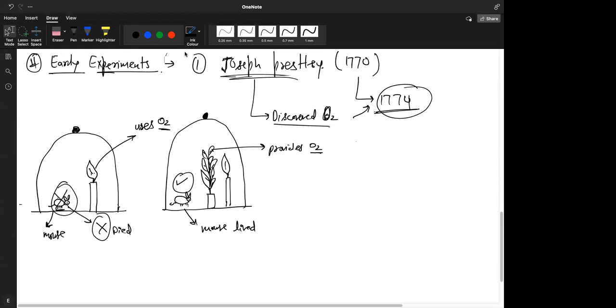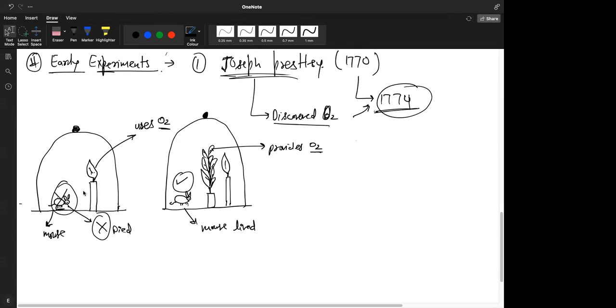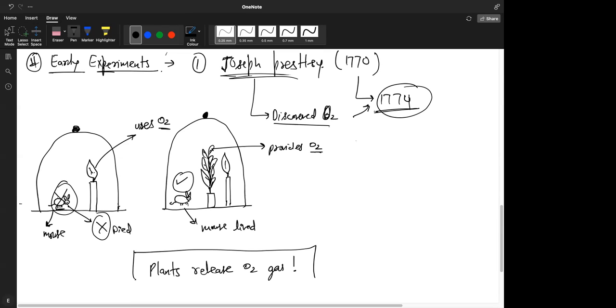You can just read NCERT. You will get to know about this experiment about Joseph. So Joseph Priestley for the first time proved that plants release oxygen. So what is the take home message? Plants release oxygen gas. But as I told you in science, whenever one question is answered, 10 more arise.